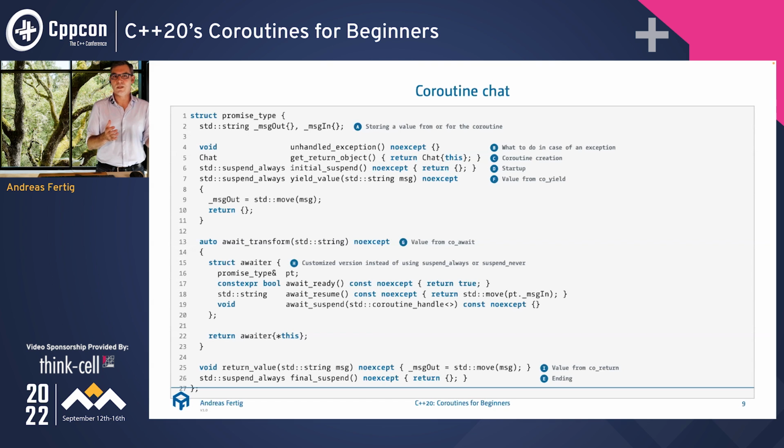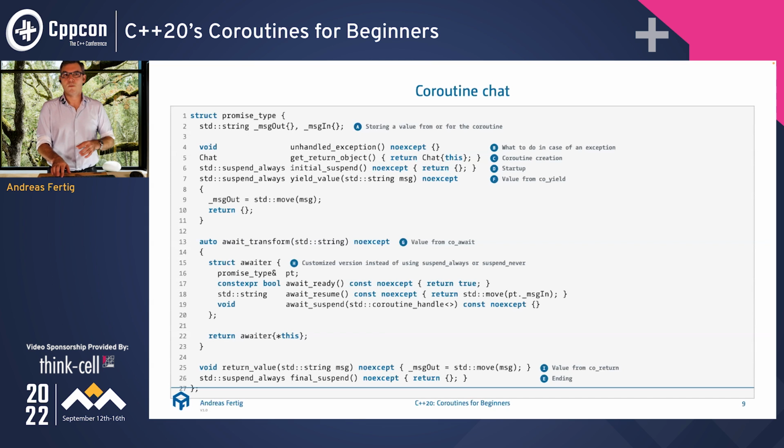And final suspend, that's called when the coroutine is about to end. And there we can also once again decide: should it continue or should it stop? And it's a wide thing. Usually you want to say suspend always at this point and not fall through to the end of the coroutine. But with customization points, you can do that if you have the right application for it.